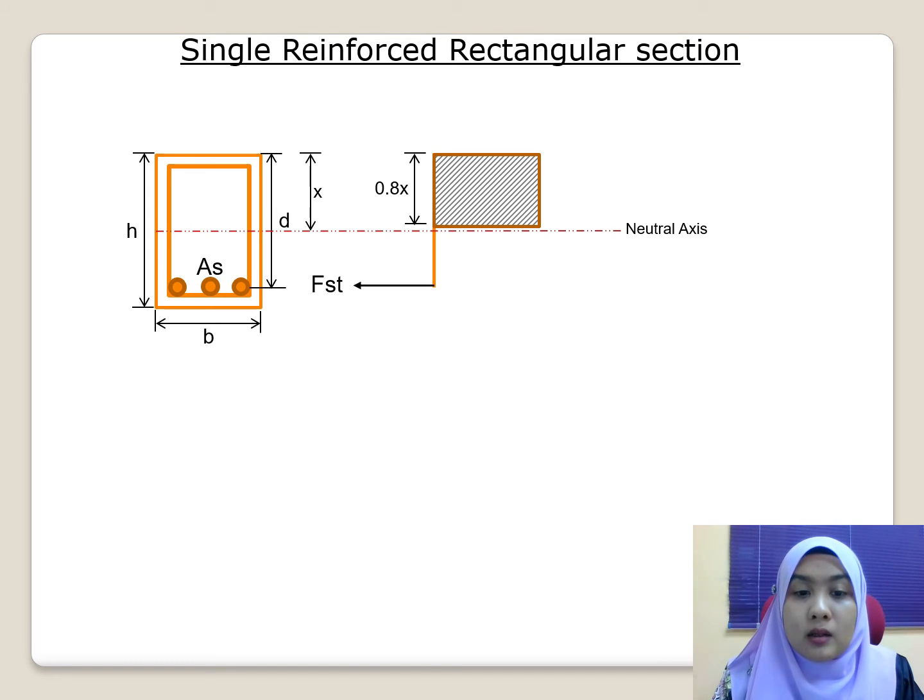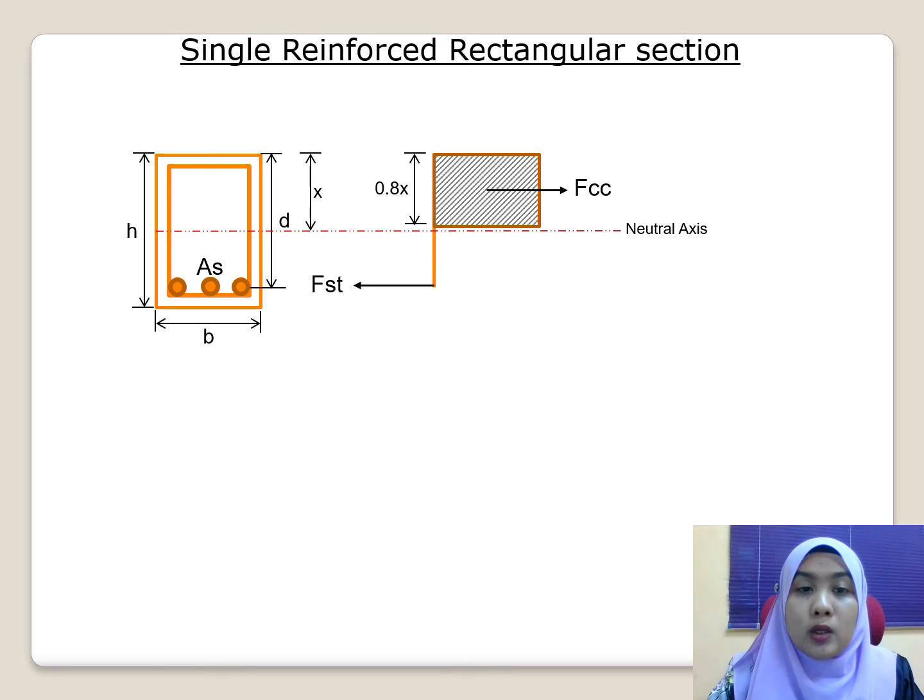Alright, so this one represents the compression in the section, and the tension in the section is represented by the steel reinforcement. So we denote the forces in tension and also the forces in compression. FCC means force in concrete in compression. FST means force in steel in tension. So we have two forces here in the stress block.